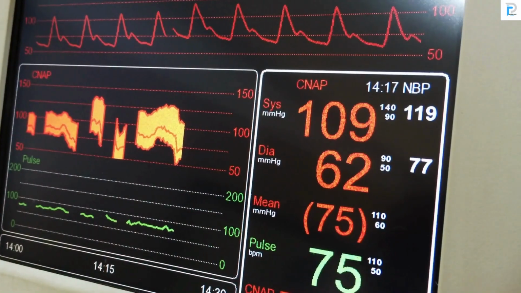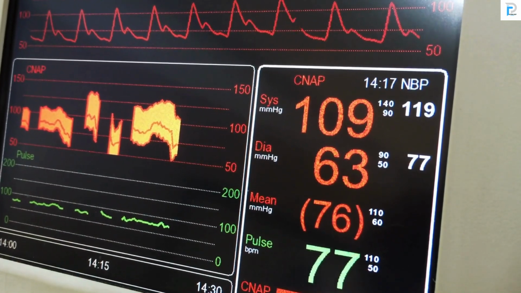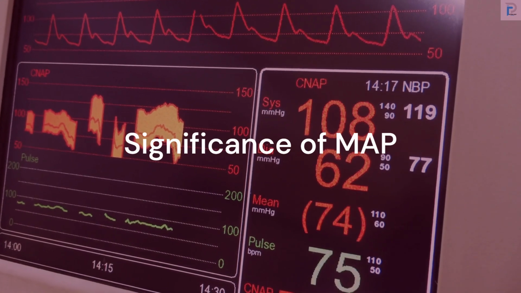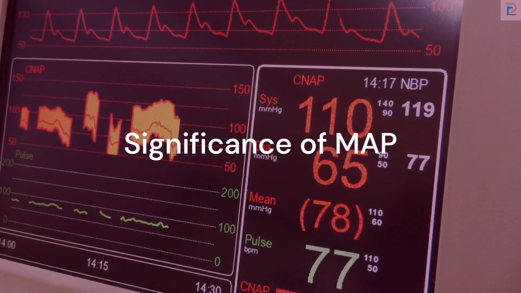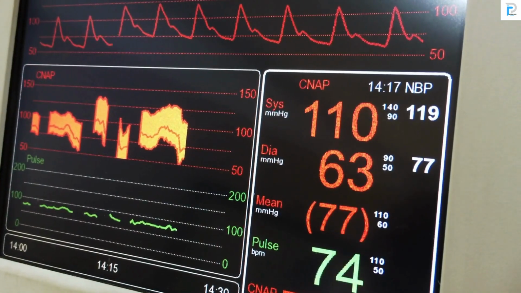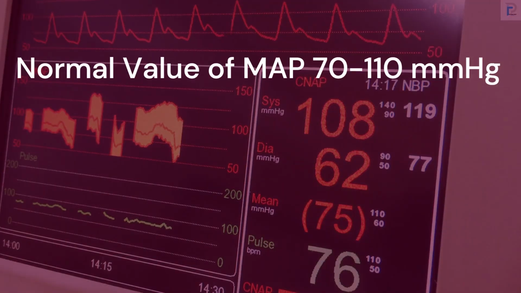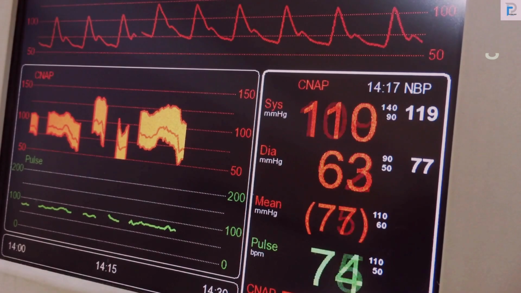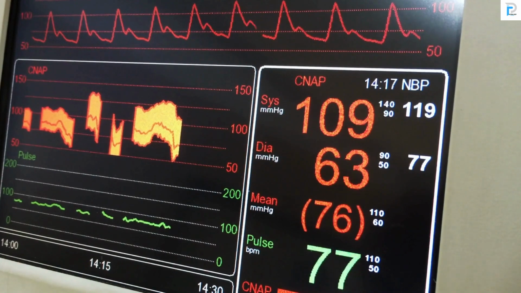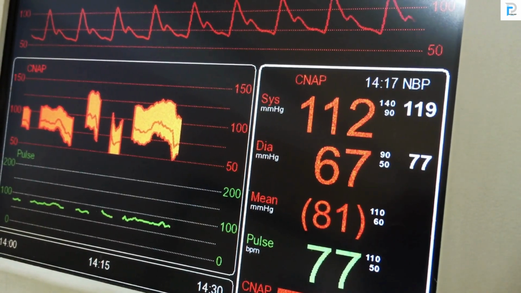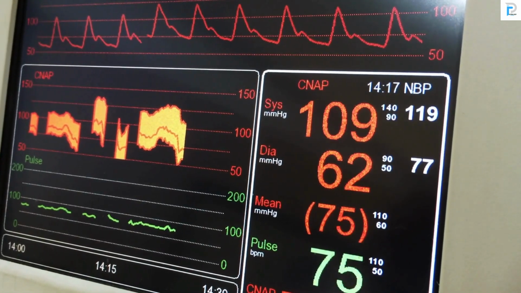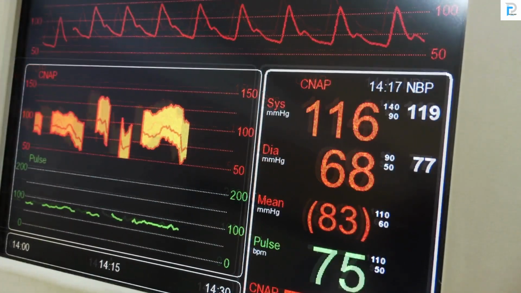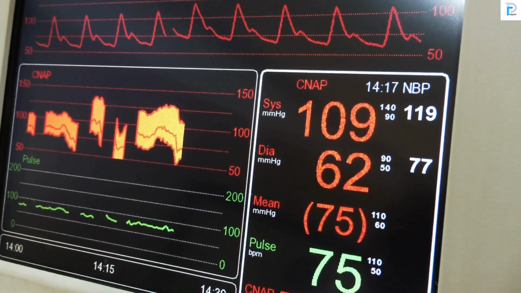Mean arterial pressure is a very important parameter to be monitored, as this pressure is the driving force for the blood flow. Hence, it indicates how good the perfusion to different tissues and organs is. The normal value for mean arterial pressure ranges from 70 to 110 millimeters of mercury, and a decrease of mean arterial blood pressure to a level less than 60 millimeters of mercury indicates decreased tissue perfusion and decreased oxygen delivery to tissues.